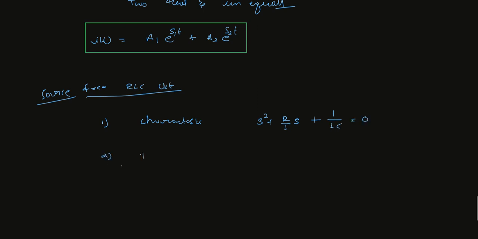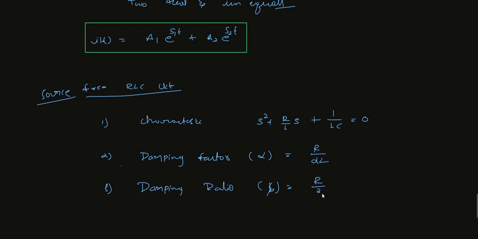And the second, damping factor, nothing but alpha is equal to r by 2l. And third one is damping ratio. So damping ratio, how much you got? That is called as zeta is equal to r by 2 into root over c by l.